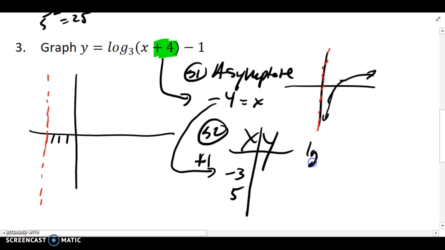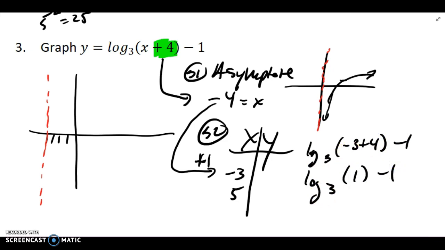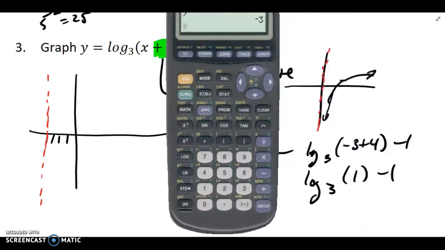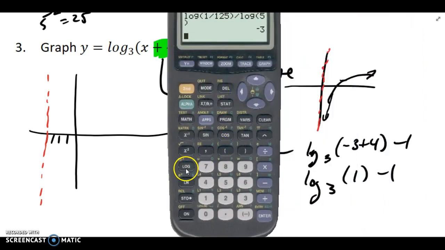So we have log base 3 of negative 3 plus 4, minus 1. So we have log base 3 of 1, minus 1. I'm going to put that in the calculator and see what it gets. Now, I can do that in my head, but that's okay. I want to show you what it looks like in the calculator. So it's the log of the top number, which is the 1, divided by the log of the bottom number, which is 3, minus 1. And it should be negative 1.